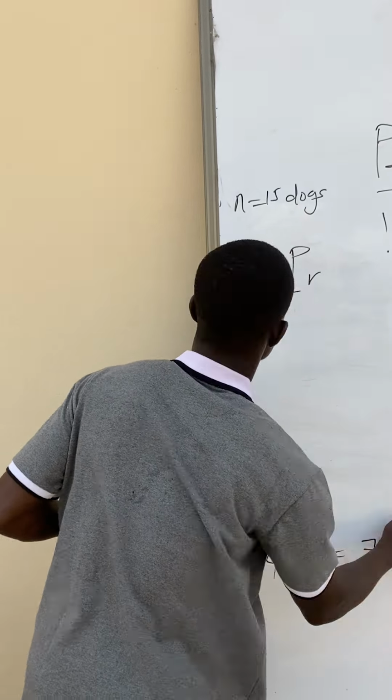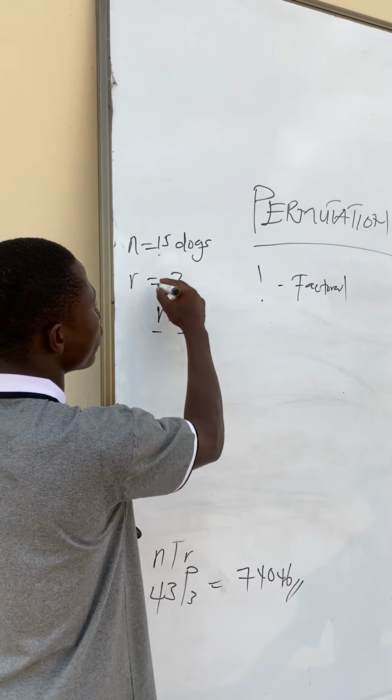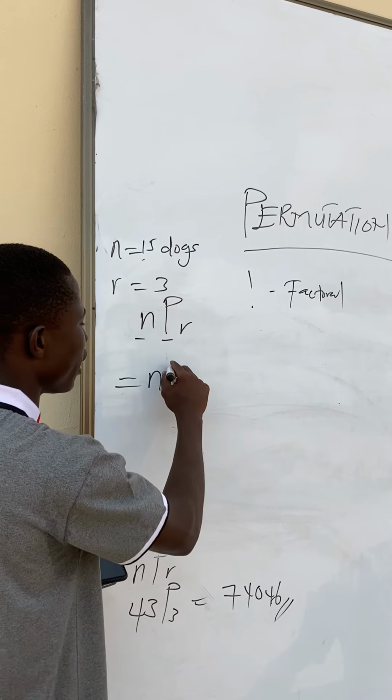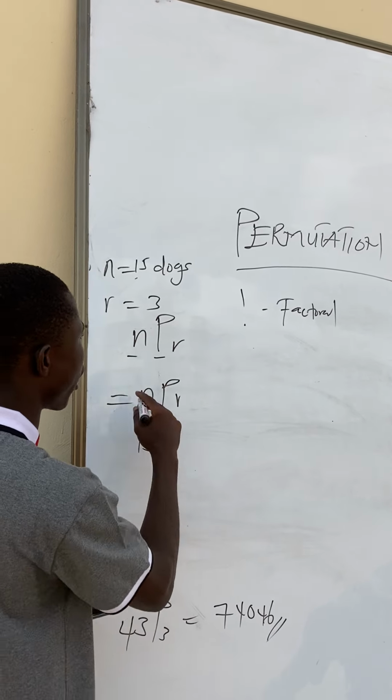So n is what? 15, because the total number of dogs in that show was 15. And how they finished were first, second, and third. So it means automatically our r is 3. So to find the answer, nPr, our n is 15, and our r is 3.